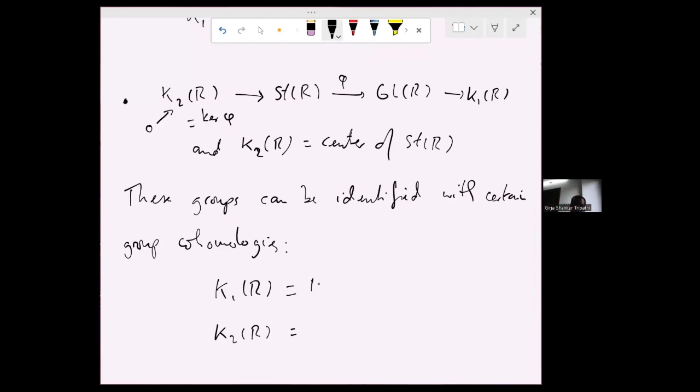So K1 is, by the way, did you do this way or not? Did you relate them with these group cohomologies? Yeah, have you seen this equality or isomorphism? Yeah, we have seen it, but we don't know the proof.